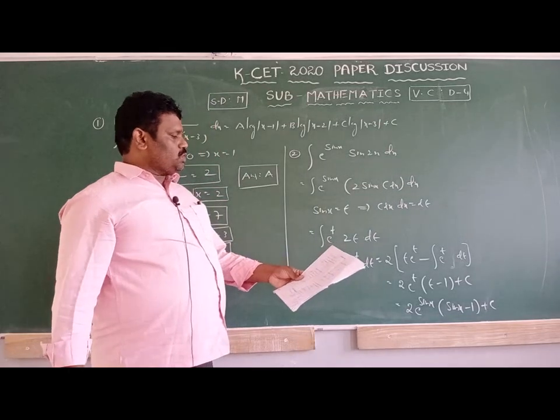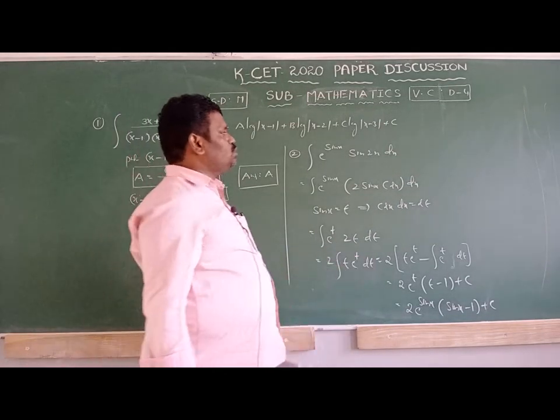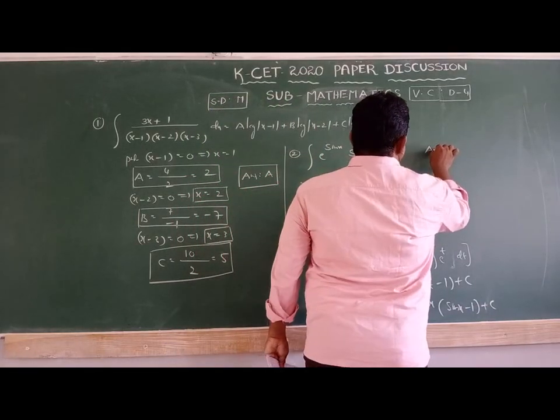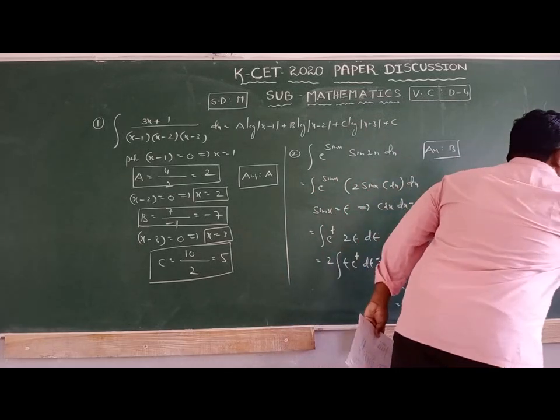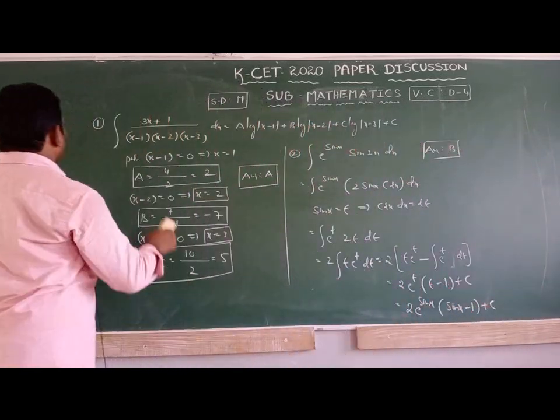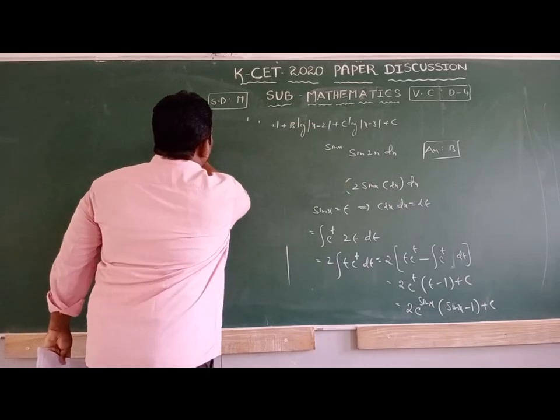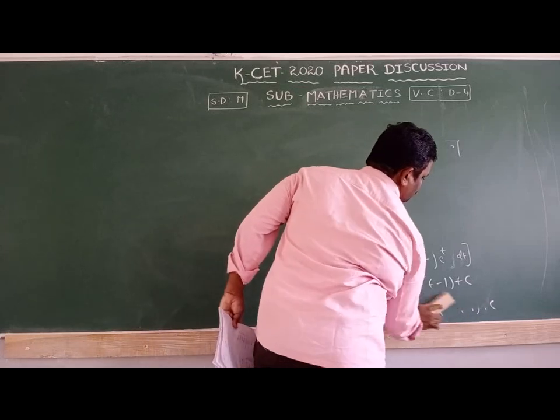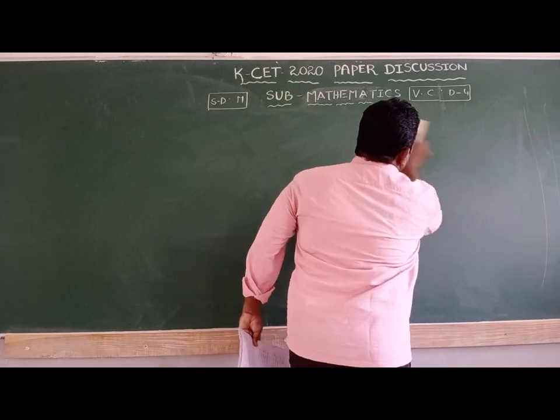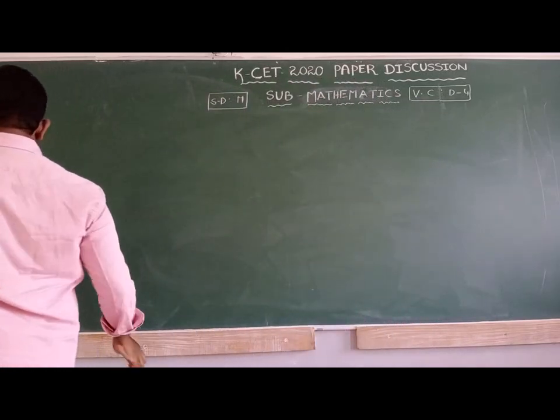In the given options, it is 2 into e power sin x into (sin x minus 1), so answer B is correct. Answer B is correct, okay? So those are the first two questions, integration problems. Next one is also an integration problem, the third one.